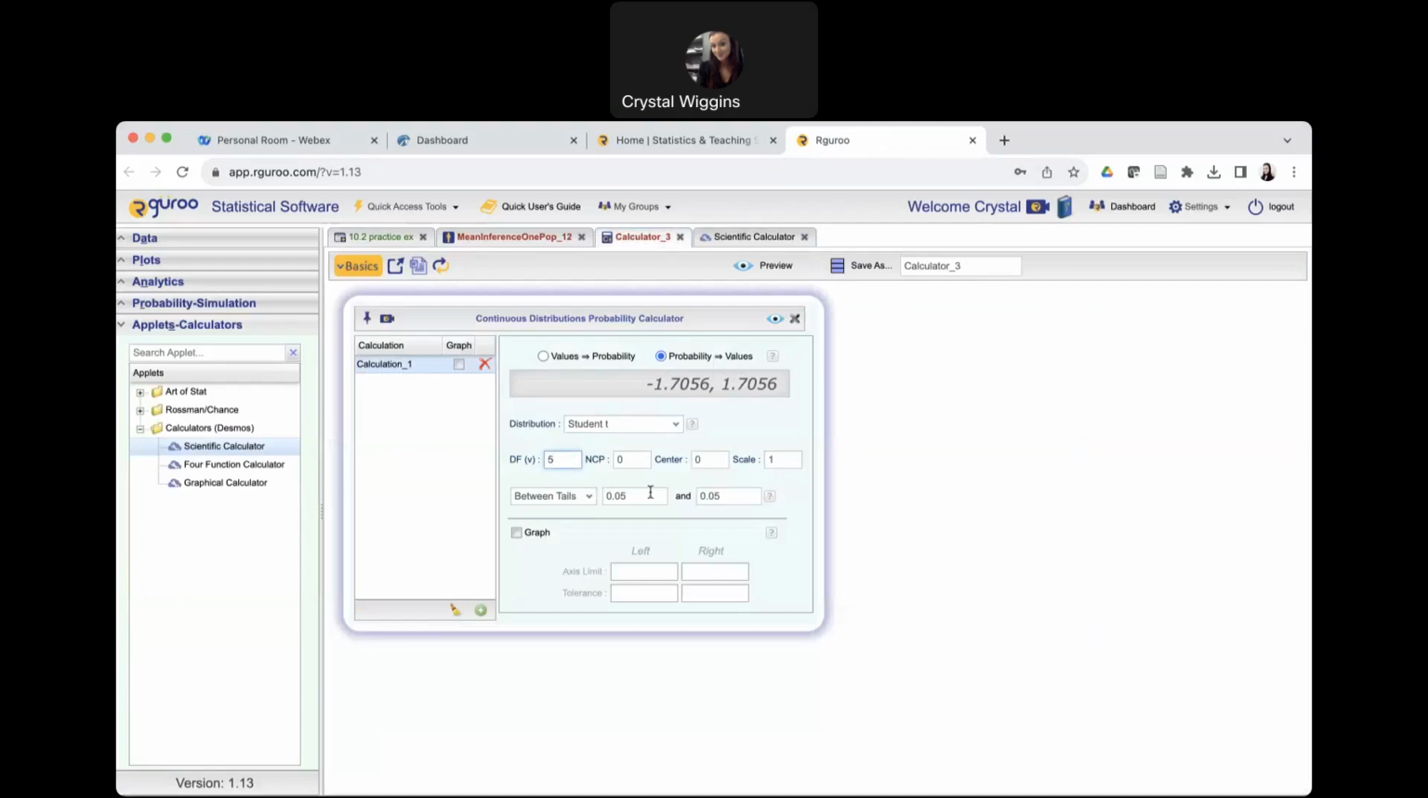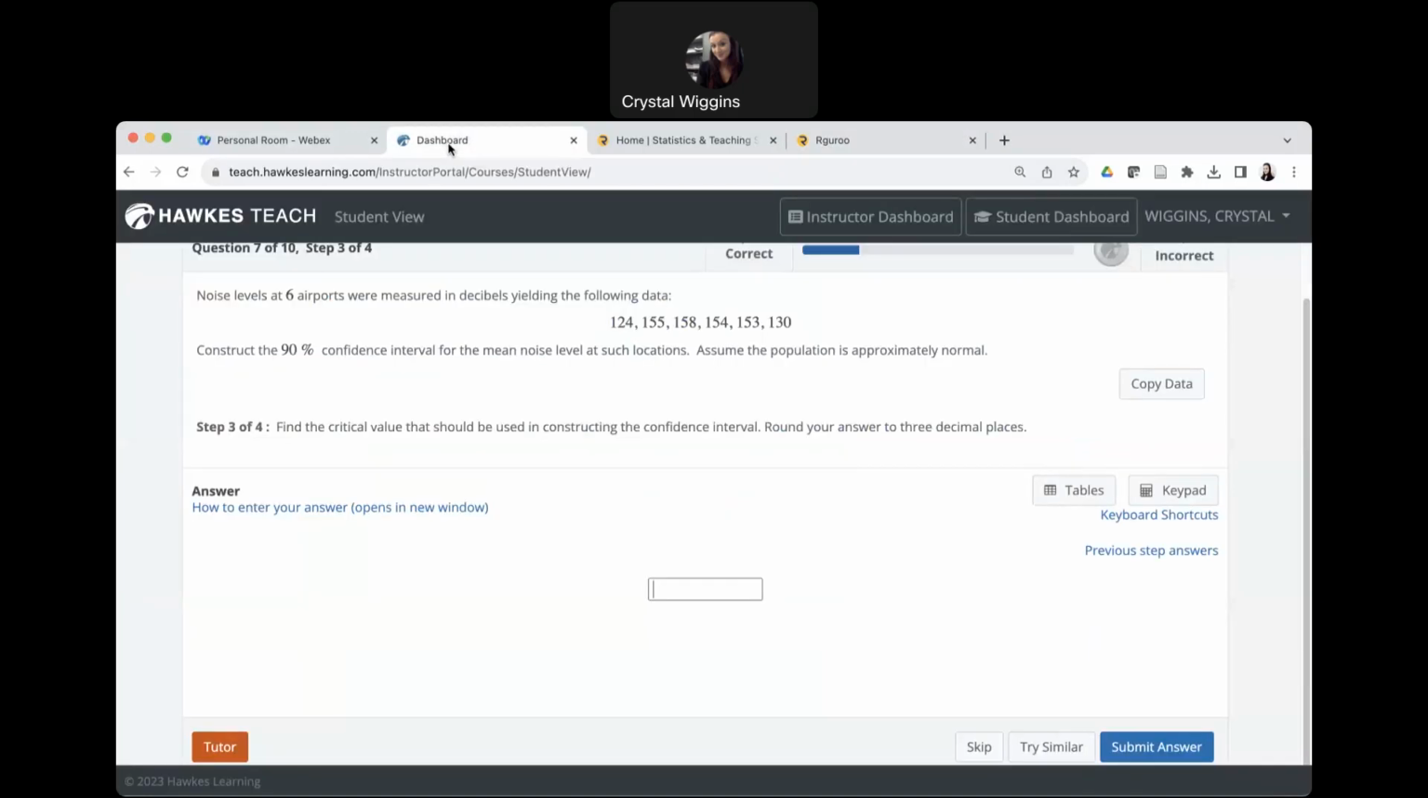And we already calculated what the area is in each tail for a 90% confidence interval because the confidence level from the last problem to this one didn't actually change. So we don't get to practice that again, unfortunately, for this problem, but let's hit our eyeball. And my critical value is 2.015. 3 decimal places, so 2.015.